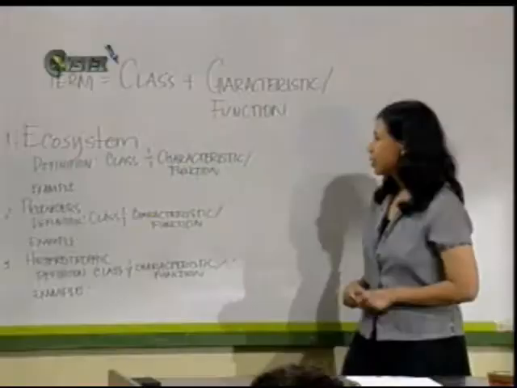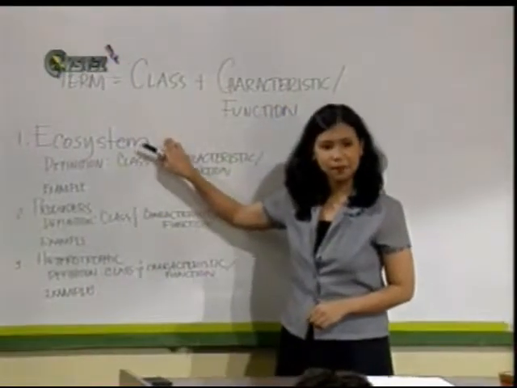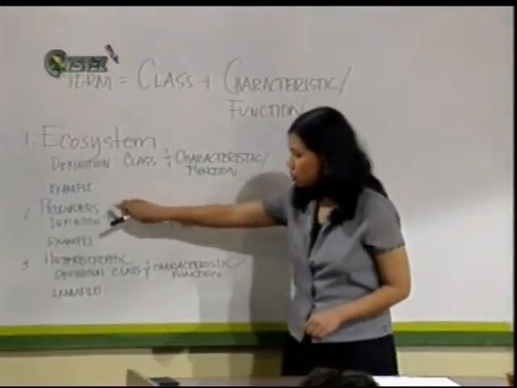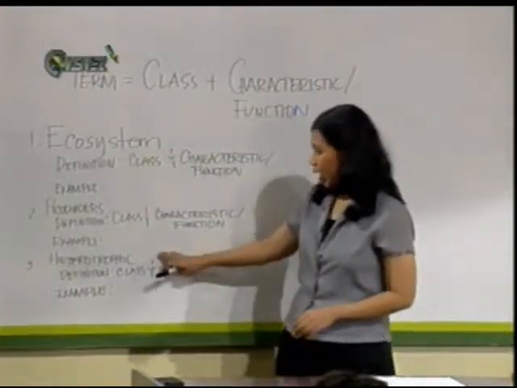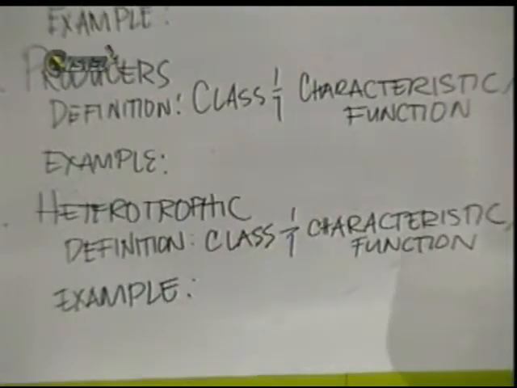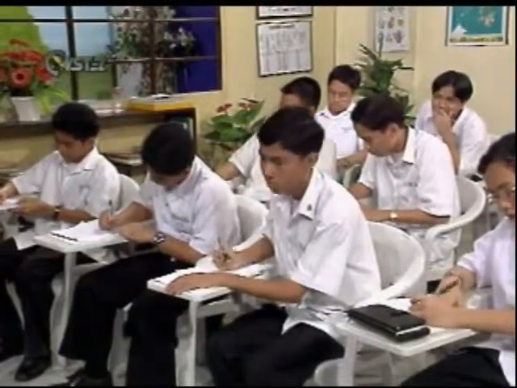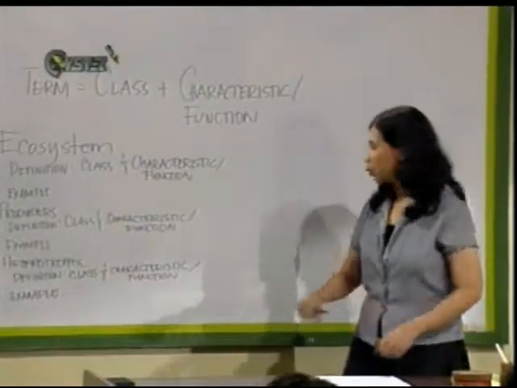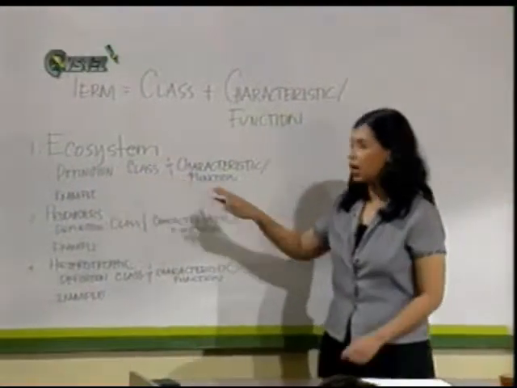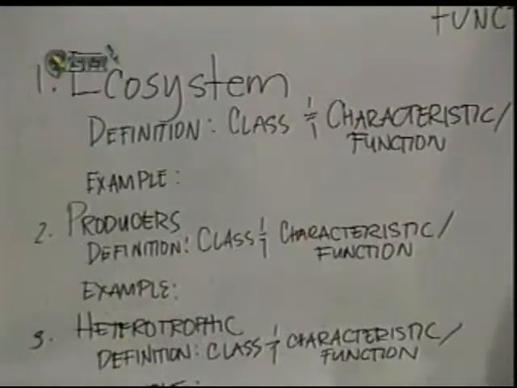Fill up the blanks. So number 1, ecosystem. Number 2, producers. Number 3, heterotrophic. So again, term is equal to class plus characteristic or function.